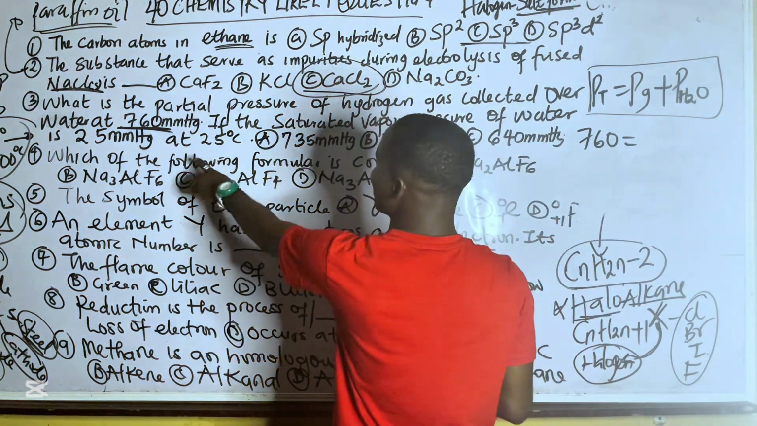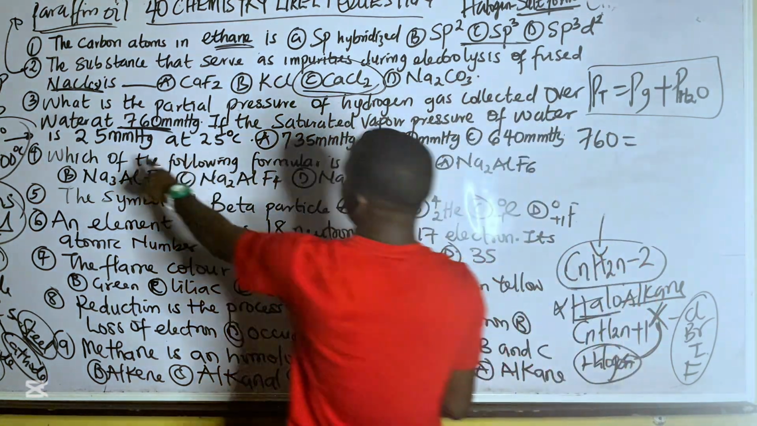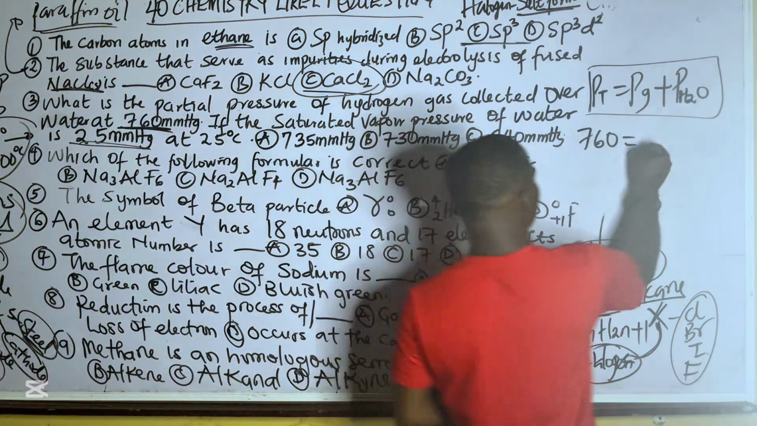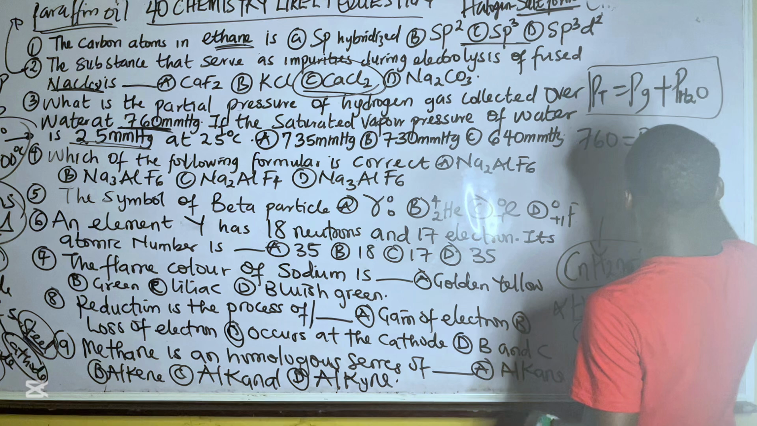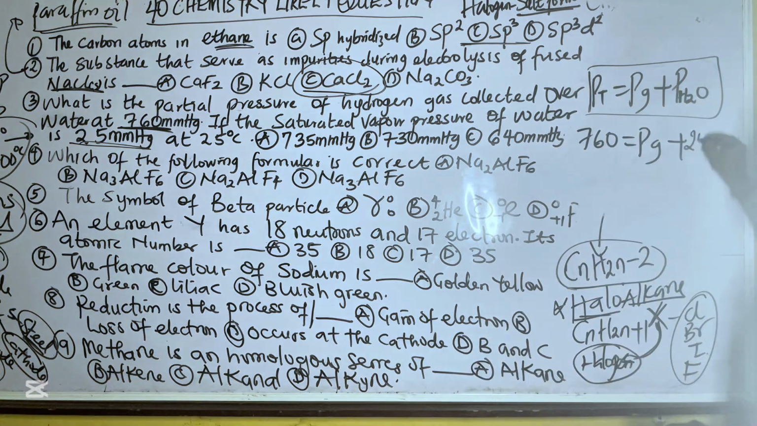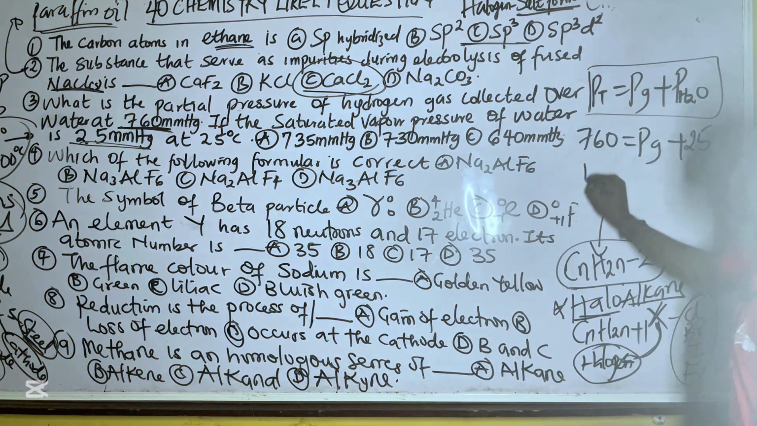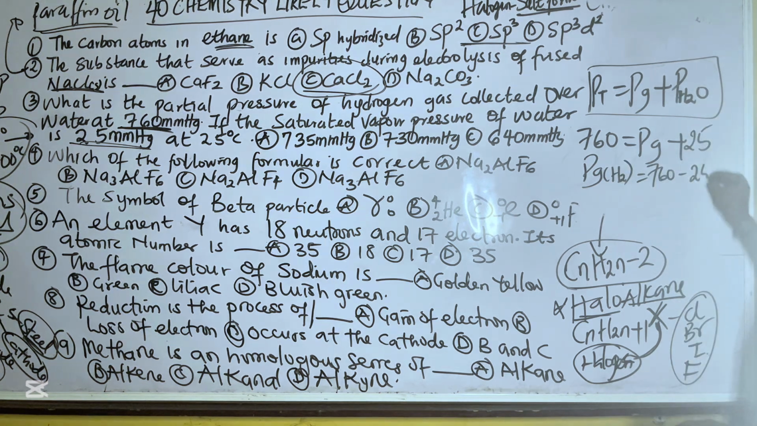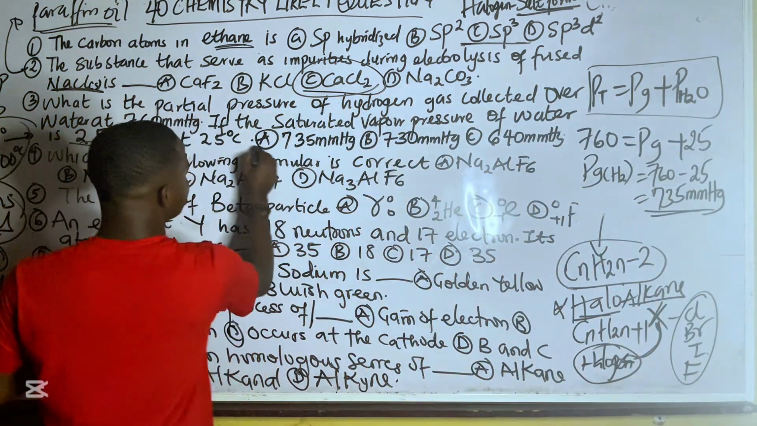They will always give you the saturated vapor pressure. Look at it: the saturated vapor pressure of water is 25. I'm looking for the gas, and the water is already set to be 25. So the partial pressure of the gas, in this case hydrogen gas, is 760 minus 25, which is 735 millimeters of mercury. So the answer is option A.